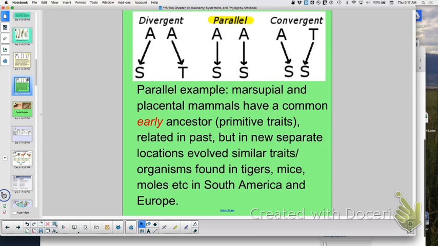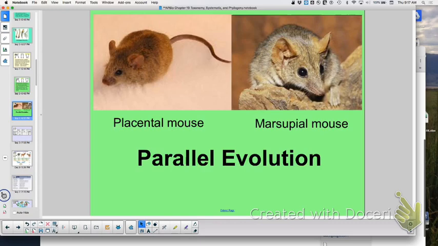So it's like divergent in what? They had a common ancestor. Okay, so they had a common ancestor, but it's like convergent because they ended up with the same structures. Okay, so you can see these when you compare the placental mouse with the marsupial mouse. This is an example of parallel evolution. They ended up in the same way, similar structures, right? Similar environments. Their ancestor was from a long time ago, but they did share a common ancestor.